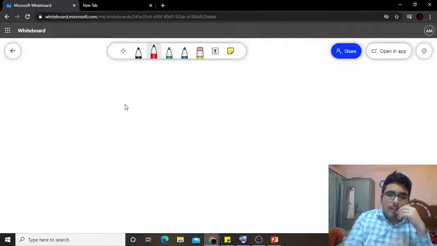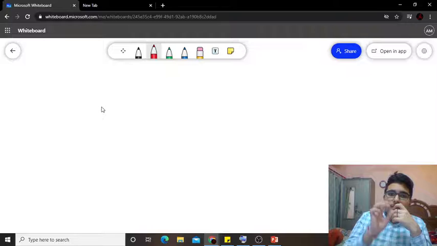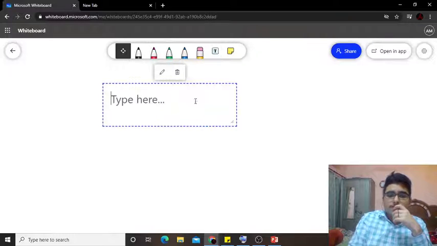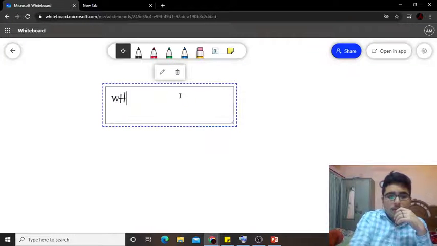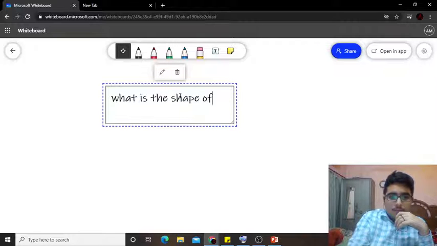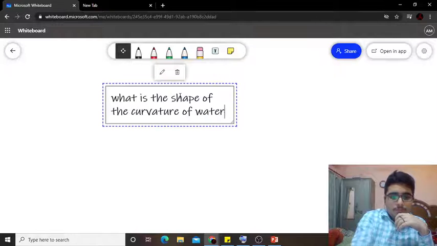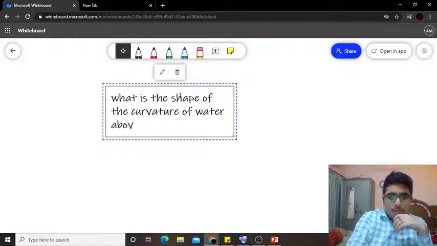So I have to illustrate with this hand and tell as well. So what the question is that we have to determine what is the shape of the curvature of water above water in a silver glass.